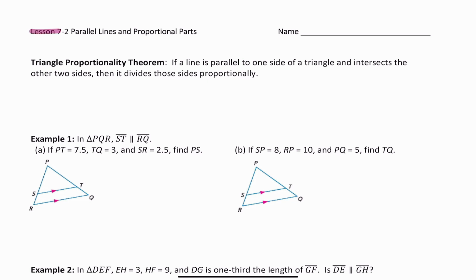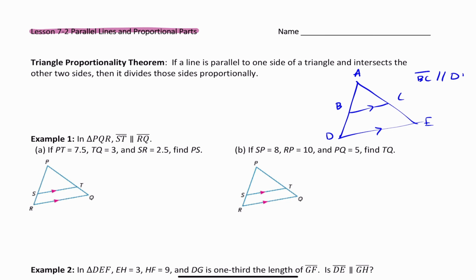Okay, so I want to go ahead and discuss 7-2, parallel lines and proportional parts. Before we talk about this theorem, I'm going to draw a figure for you. We have a triangle where we have a segment that is parallel to this side over here. And we're going to label this A, B, C, D, E. And we're going to make note that segment BC is parallel to segment DE.